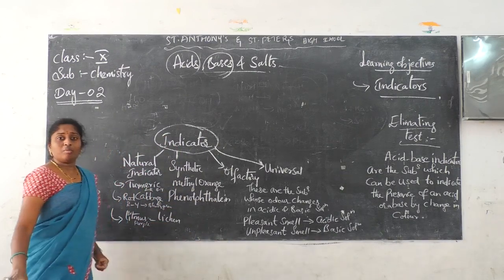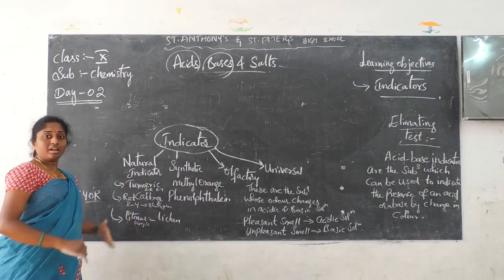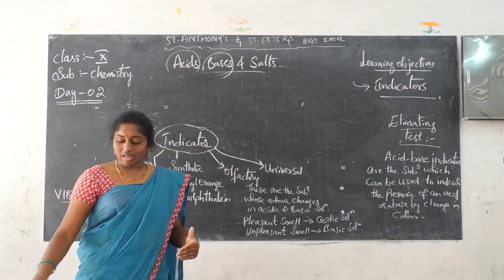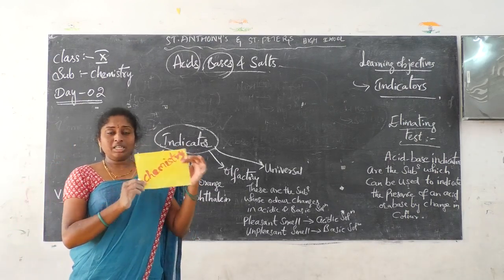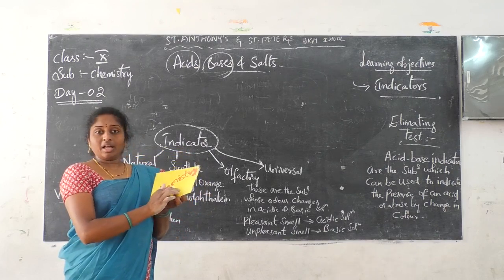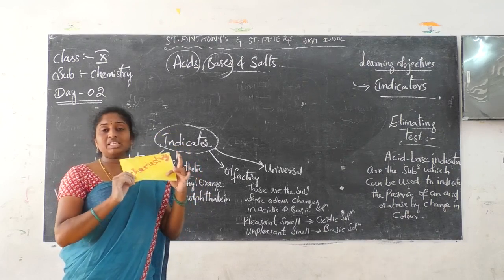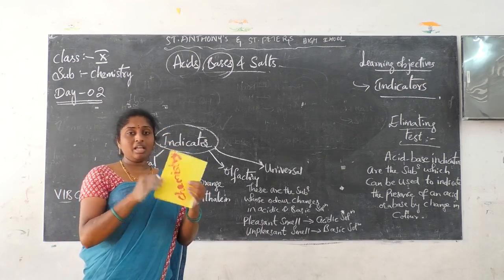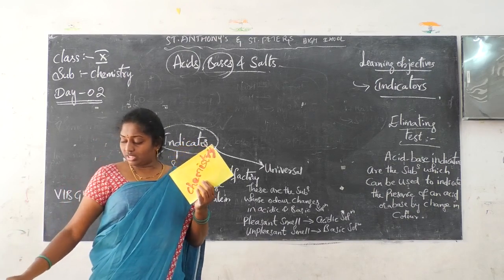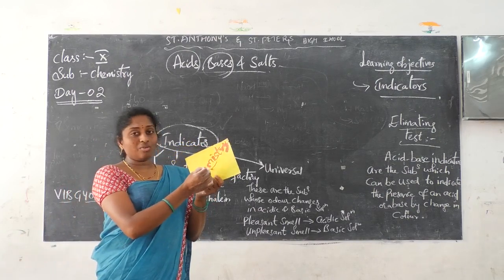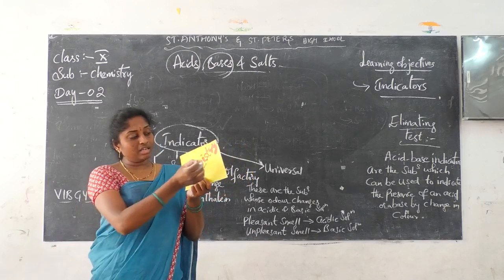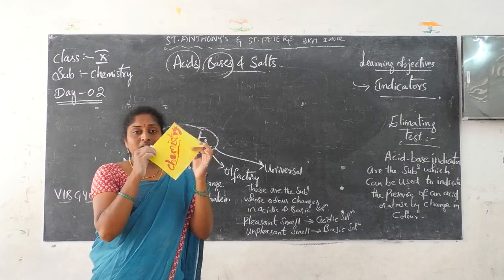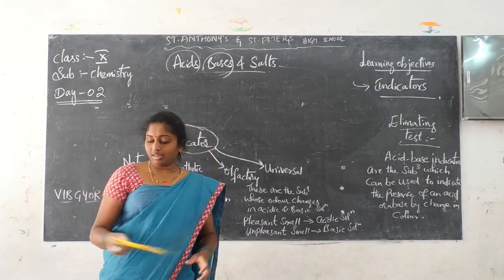So next we'll talk about the indicators. Why are we talking about the indicators? In the last section we observed the color change by using the turmeric paper. The turmeric paper is identified as an indicator, and when you apply the soap water to it, you can see the color changing. So this yellow turmeric paper is acting as an indicator.